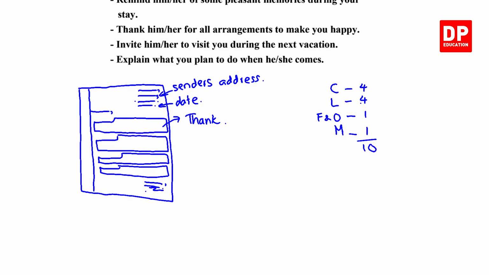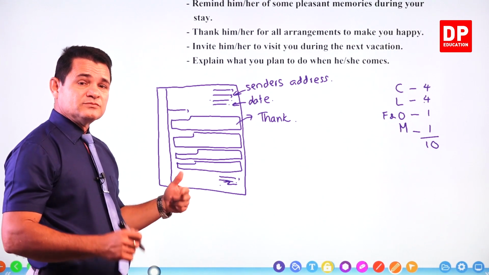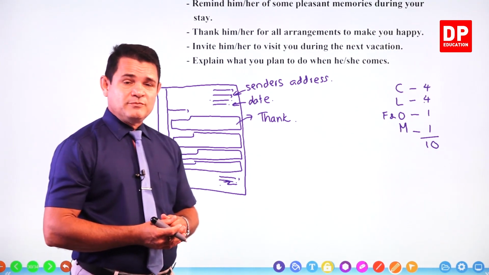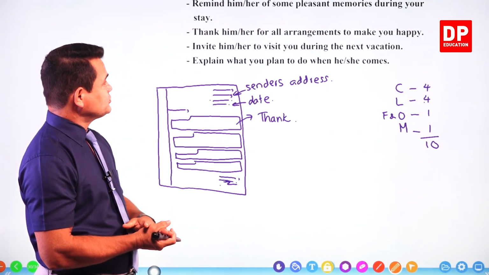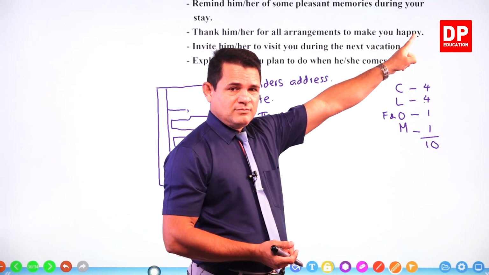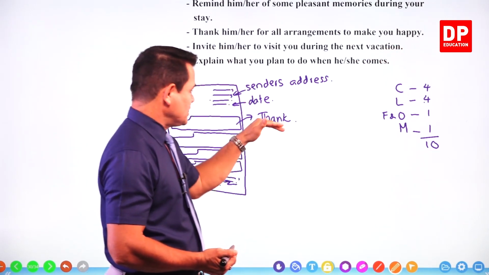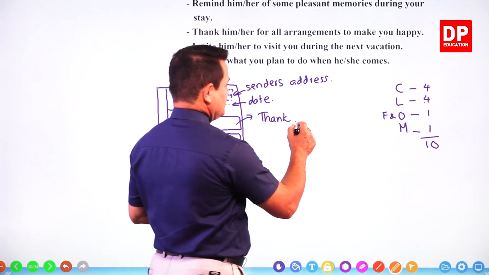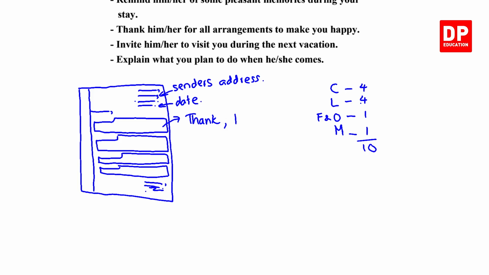Thank your friend, right? And tell him you came home safe, and your parents and others were very happy, and you told everything to your parents. You can say that, right? You can thank him for all the arrangements made to make you happy. You can tell that you told it to your parents or family members, and they all were very happy. Write some details like that.